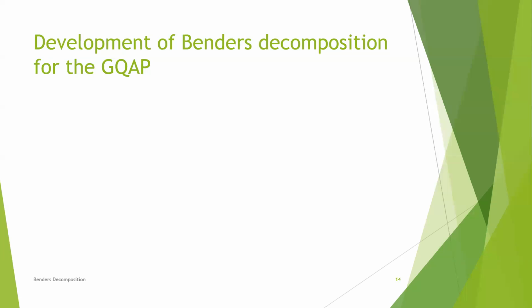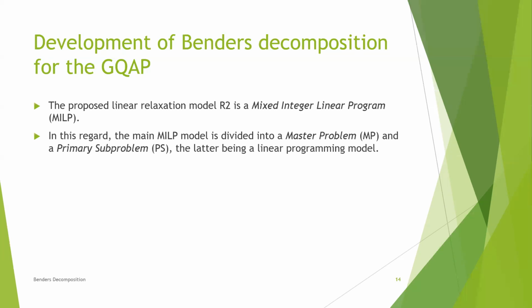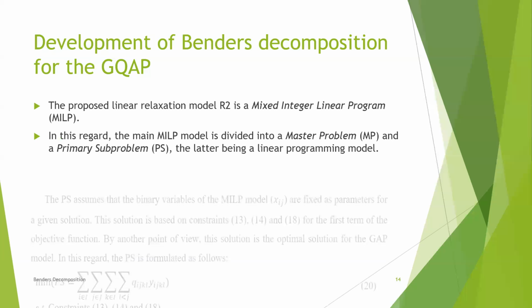Now we want to apply the Benders decomposition. As we discussed earlier, the reformulation R2 model is a linear model, and it is a mixed integer linear program because it has both binary and non-binary variables. Therefore, we separate the R2 model into two dependent problems, the master problem and the subproblem.